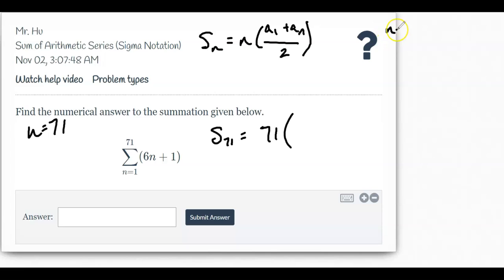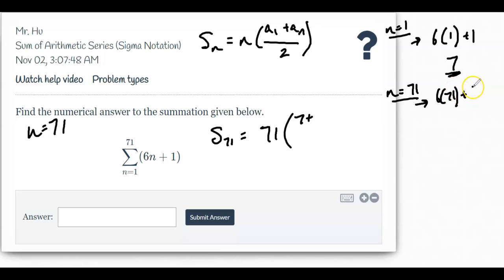When I have n equal to 1, my 6 times 1 plus 1 gives me 7, if I'm not mistaken. So this should be 7 plus our nth term, which is for n equals 71. That's going to give me 6 times 71 plus 1. That's going to be a little hard to multiply, so I did it with a calculator before coming out here. That's 426 for those playing at home, plus 1 is 427. So this is going to be a pretty big number.